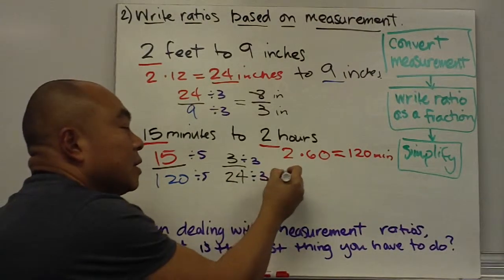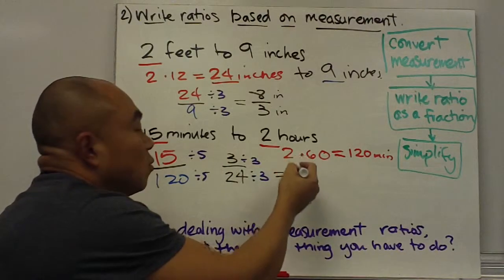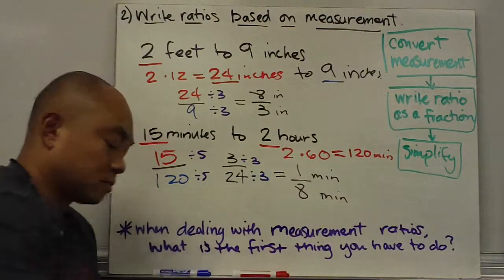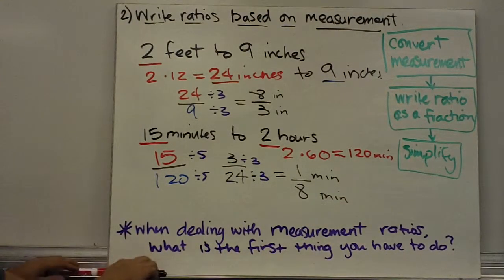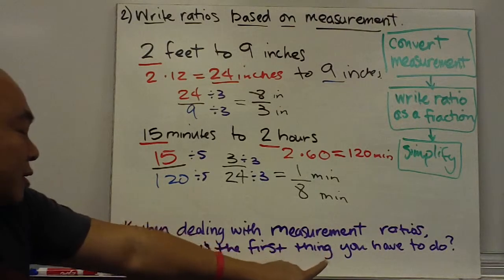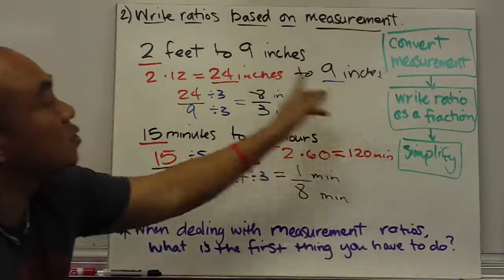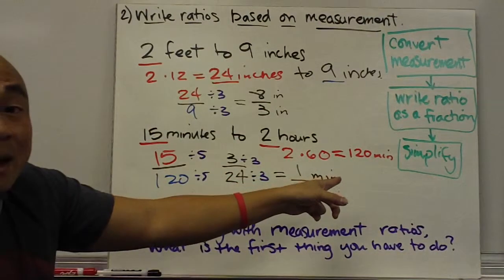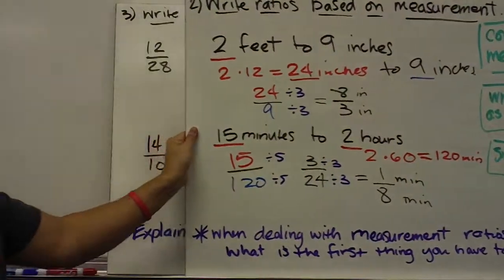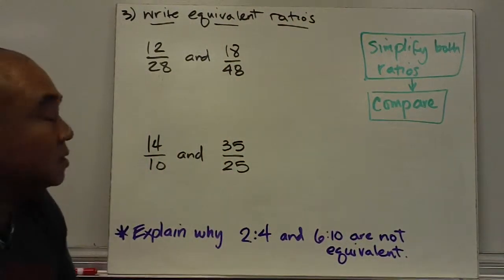So 3 divided by 3 is going to give me 1, and then 8. So now this is 1 to 8 minutes. Alright, so now, after we've covered this, you should be able to answer, when dealing with measurement ratios, what is the first thing you have to do? And again, the very first thing that you have to do is convert your measurement ratios to the same unit of measure. So if it's hours and minutes, you want to change it to hours or minutes, or if it's inches and feet, or even yards, okay?